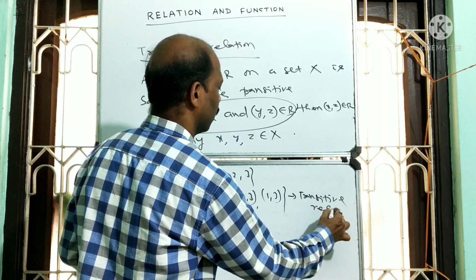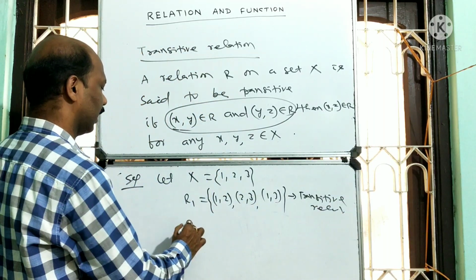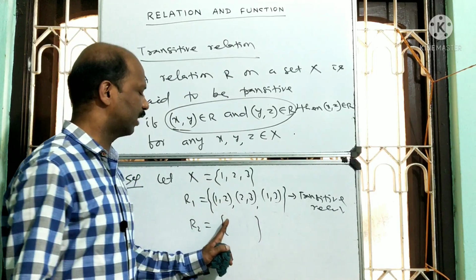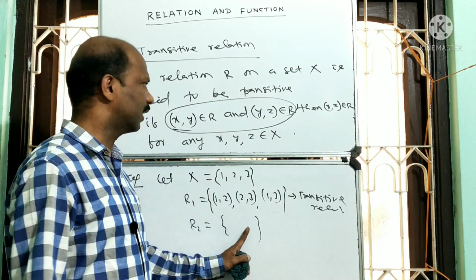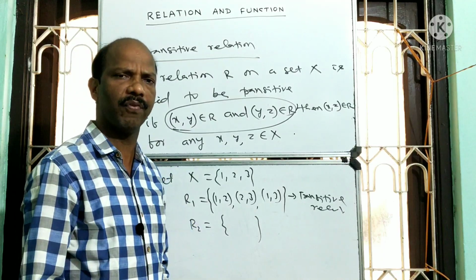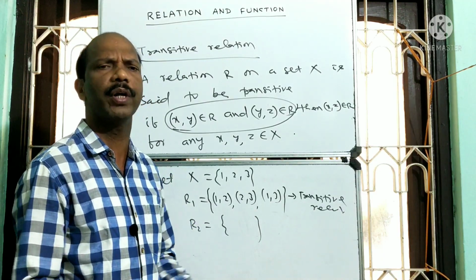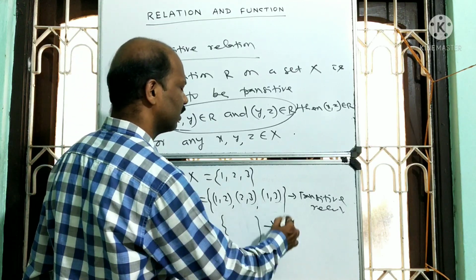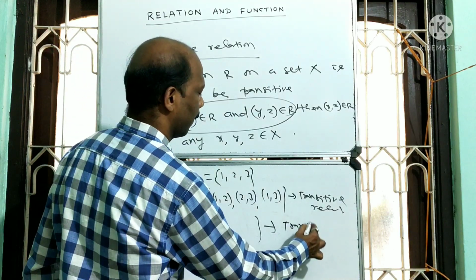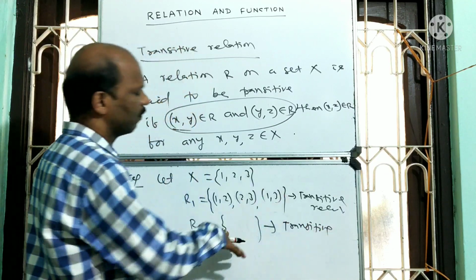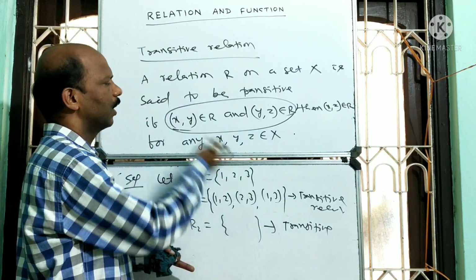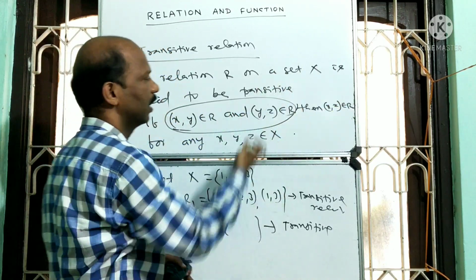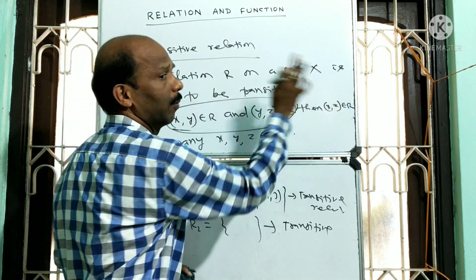Next, empty relation R2 only. Here (x,y) is not there, (y,z) is not there. That means if the if part is false, then we are not worried about the then part, and automatically this is transitive. Transitive is invalid if (x,y) is there and (y,z) is there, but (x,z) is not there. If the if part is not there, then we will not worry about (x,z).